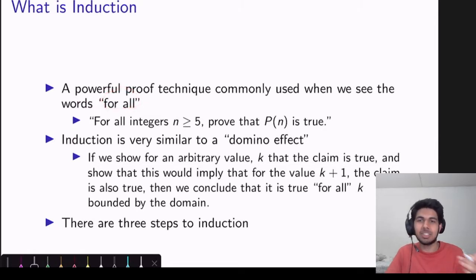Perhaps a general form of the problem will be: for all integers n greater than or equal to 5, prove that some proposition P(n) is true. This P(n) is intentionally vague, because P(n) could pretty much be anything. We'll see that there are a lot of different things that P(n) can take on, whether that be an algebraic formula or even a geometric property. It can be used in a ton of places. We'll explore that momentarily.